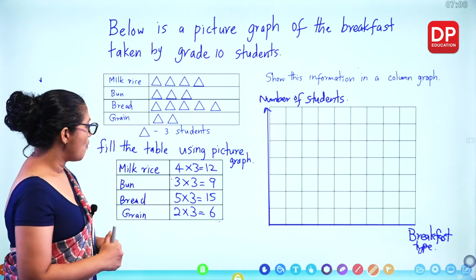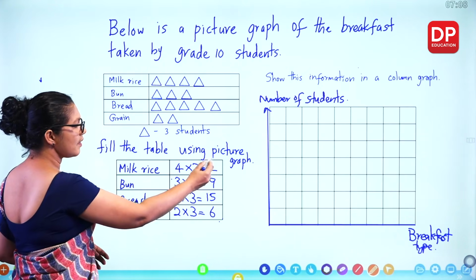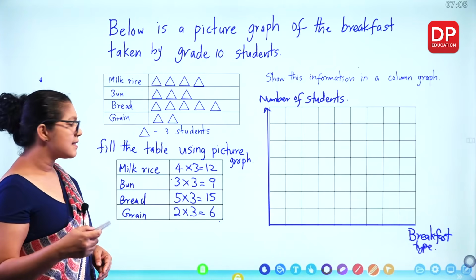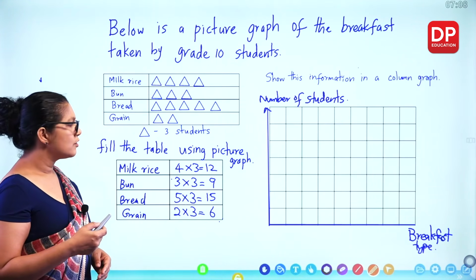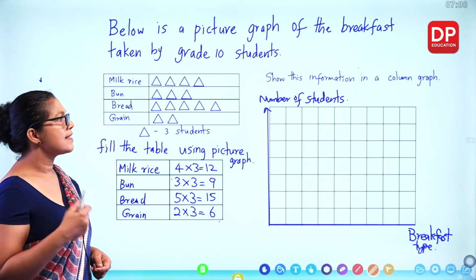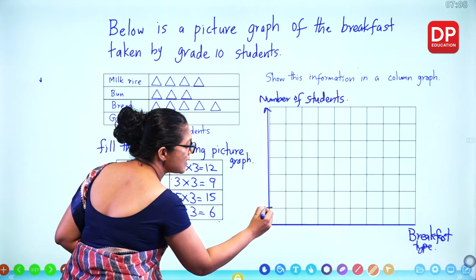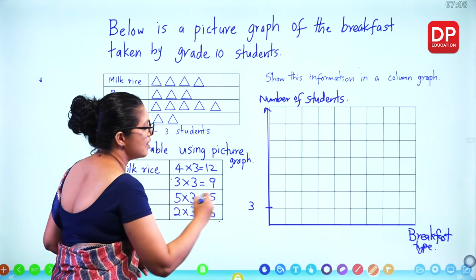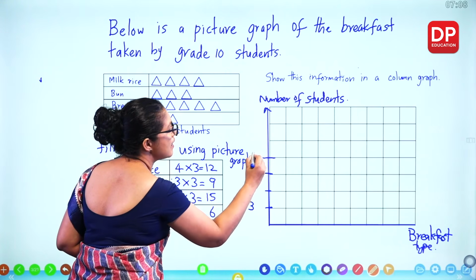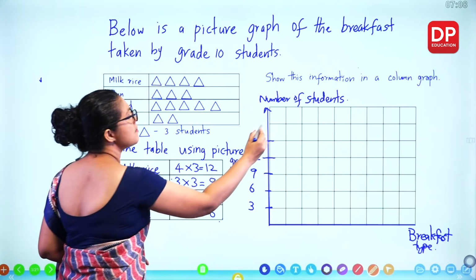So here what we can do, we can start the first one, milk rice. This is 12. And here we can see this is multiples of 3. So we can first scale the y-axis. That's number of students. So I can take this one. 1 square represents 3. So I can draw 3, 6, 9, 12, 15. So the maximum is 15.